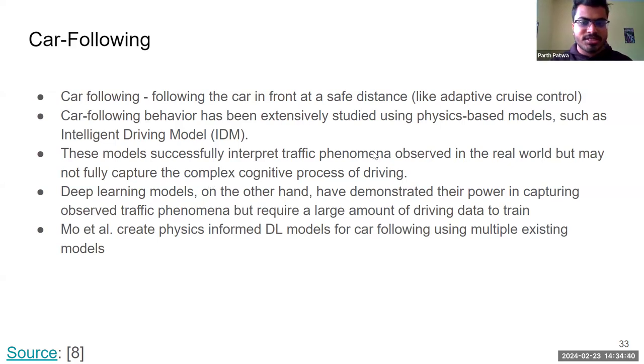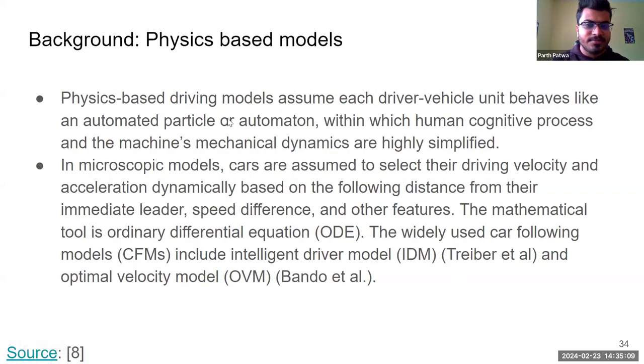But again, a very similar issue is that the traditional methods are not complex enough to model the real world. Which is where we need to add the deep learning part of it to model for solving car following. So this paper, Mo et al., they use a physics-based dynamic simulation using the traditional mathematical models like ordinary differential equations and the common physics models like the intelligent driver model and optimal velocity model, which it's not necessary to know exactly what they do, but they are common for the physical methods.